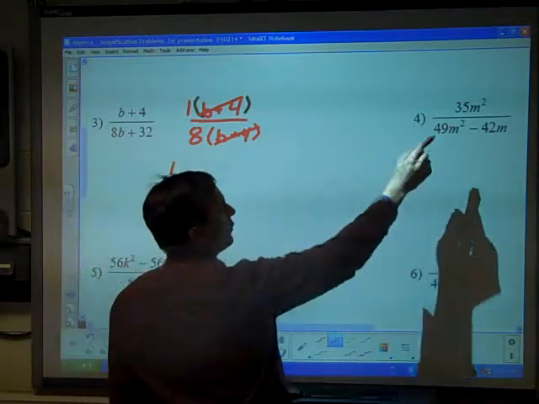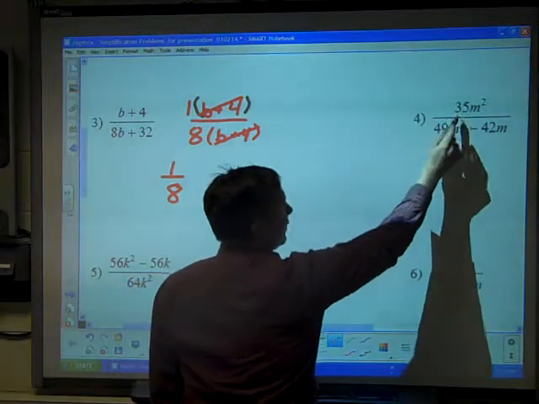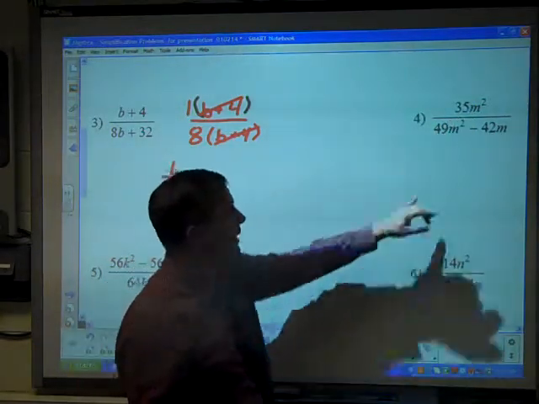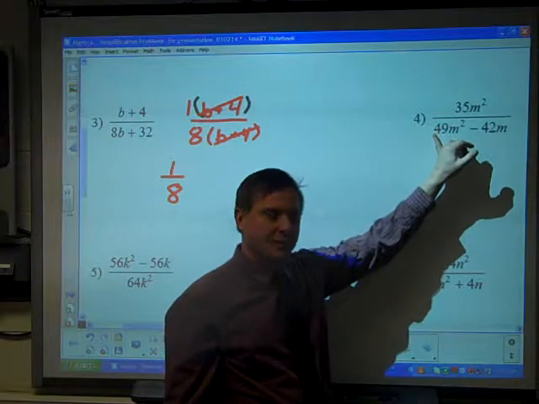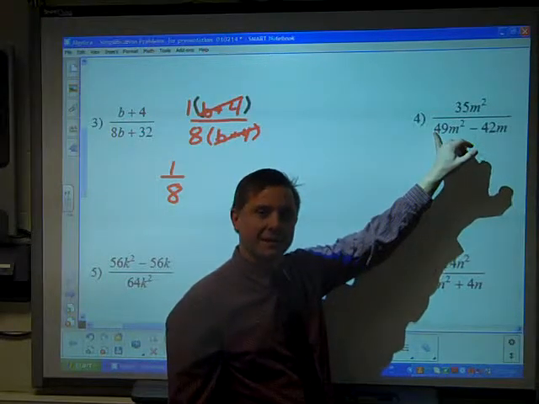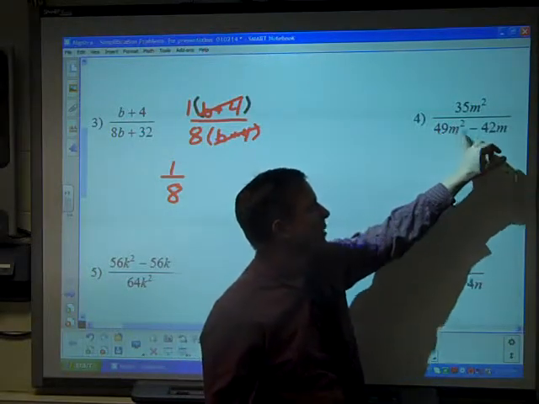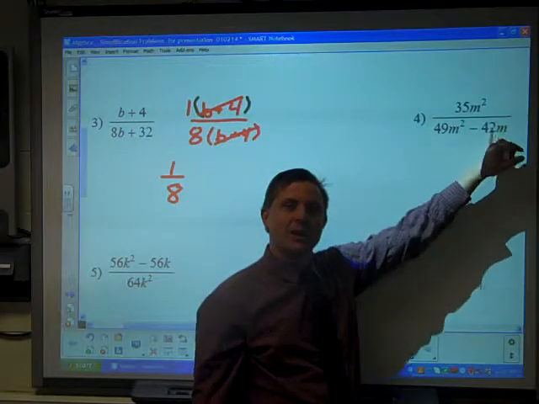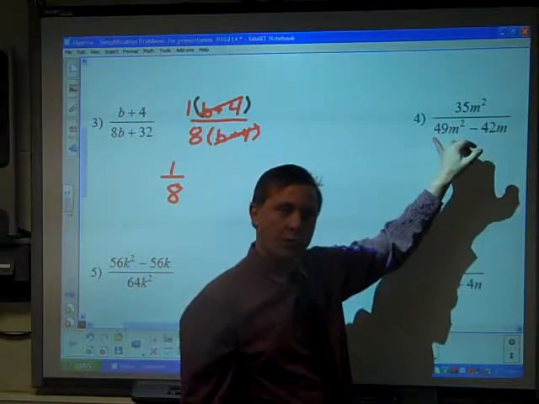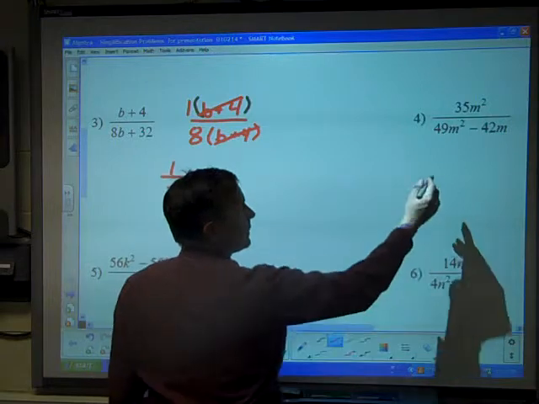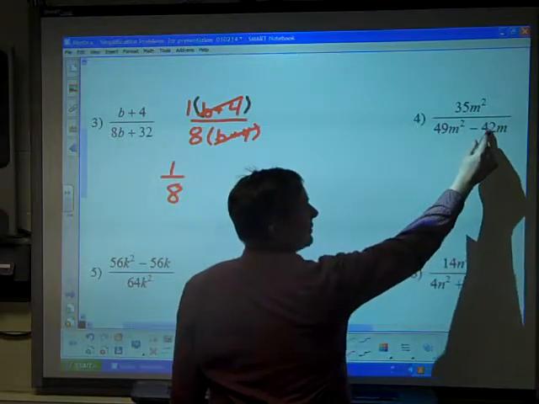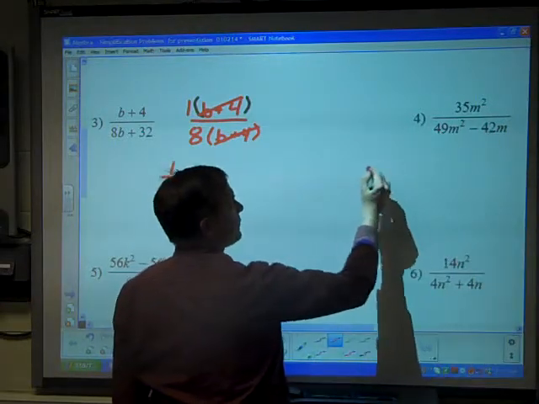Again, take a look at number 4 now. Nothing common in the top. It is a factor. It could cancel. But on the bottom, it is a difference. You can't cancel a difference. You have to make it a product. So you have to look at what 49m squared and 42m have in common. Hopefully you see there's an m in both. The 49, again, has a 7 and a 7. This has a 7 and a 6. So pull out the 7m.